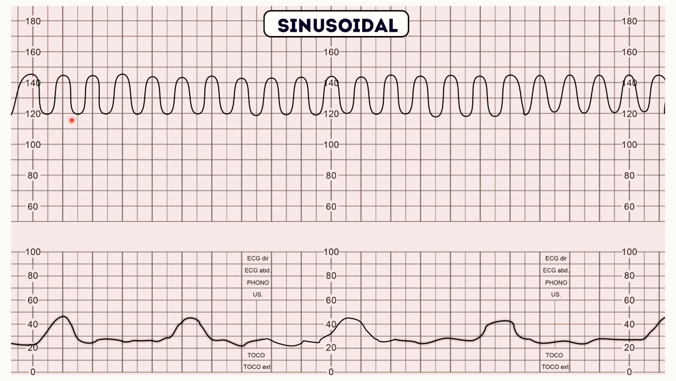As you can see that periodic repetitive U waves are formed in the fetal heart rate graph, and it has no correlation with the occurrence of the uterine contraction. So if this kind of pattern is seen in the CTG, it is known as the sinusoidal pattern, and this is a very concerning pattern of CTG.